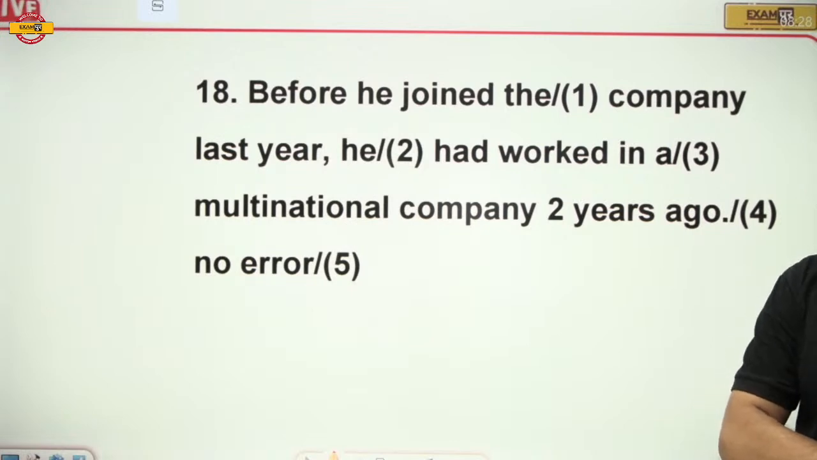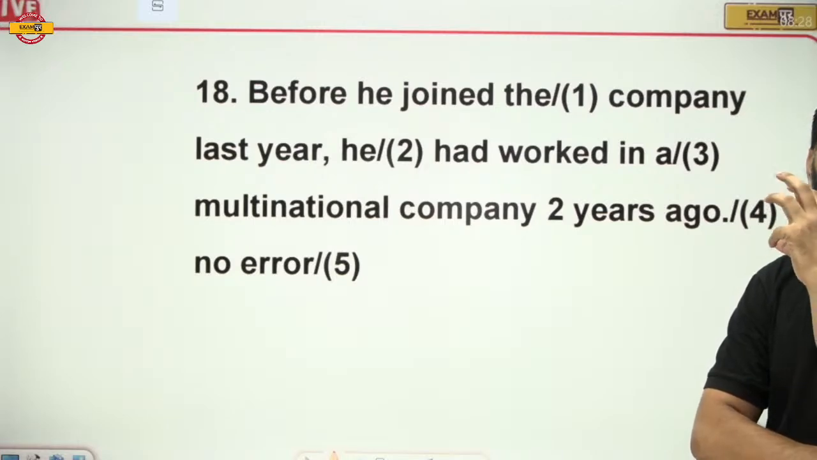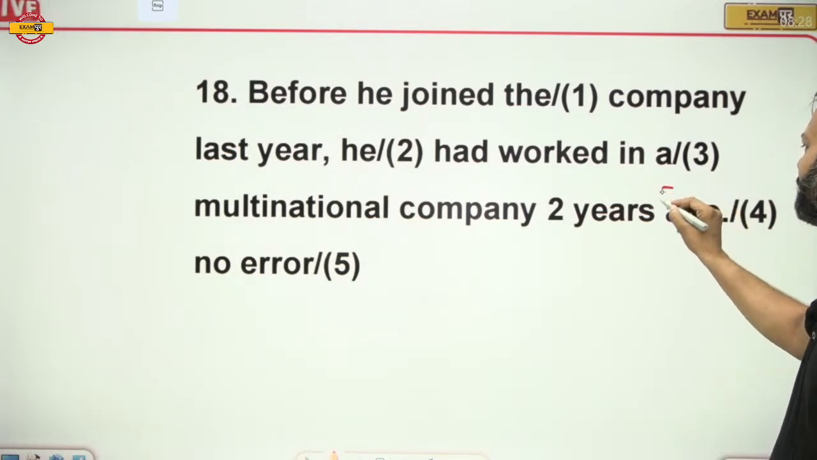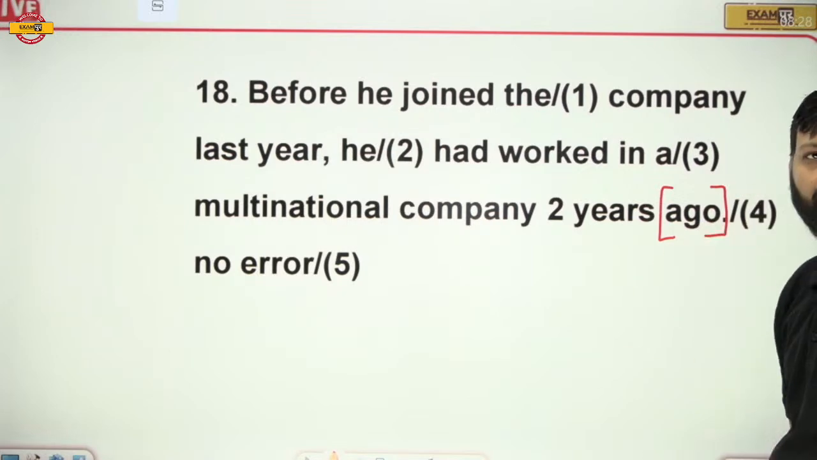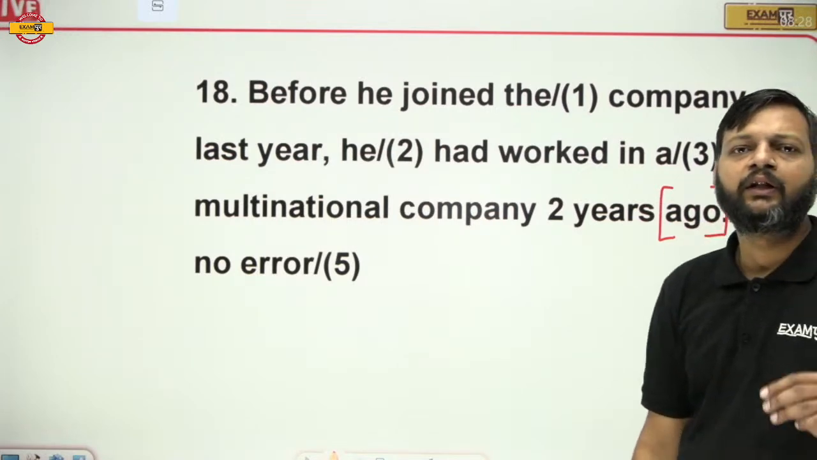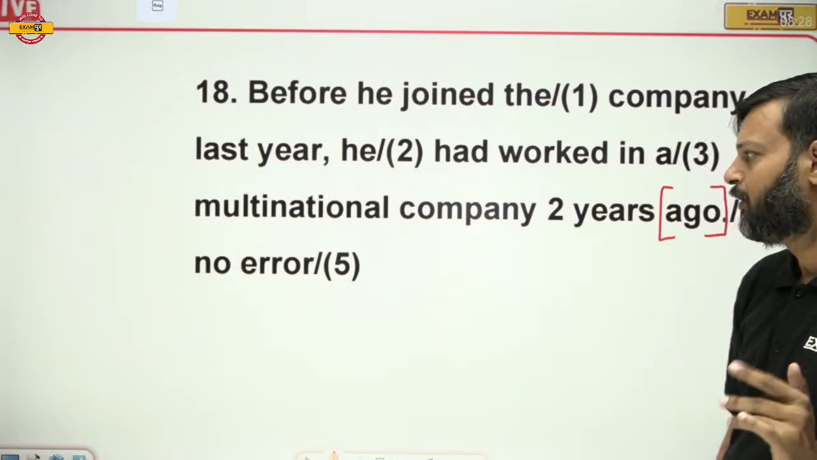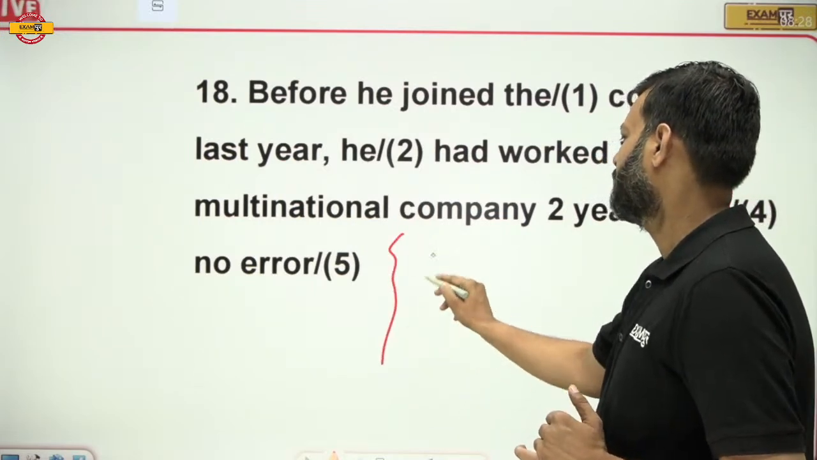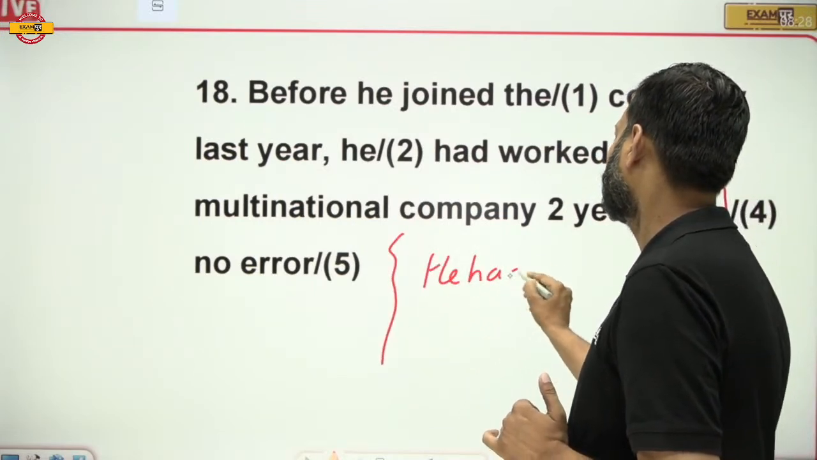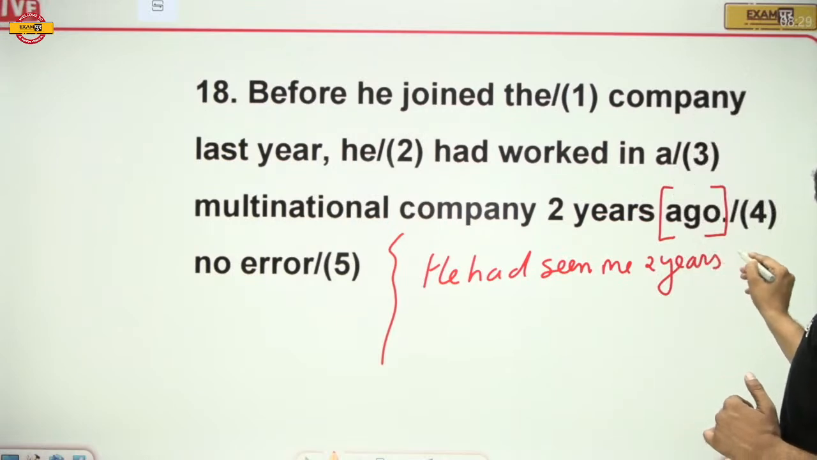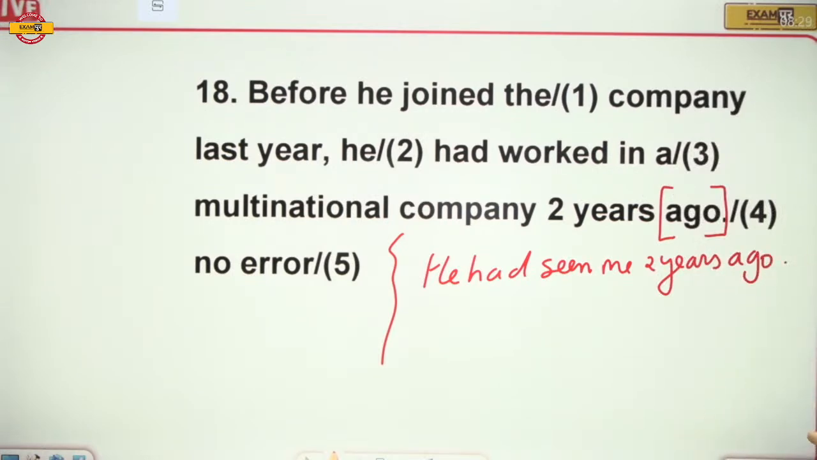Now, this is a tricky question. You can get confused. See, here we have the word ago. Ago refers to past indefinite tense. For example, we have a sentence: He had seen me 2 years ago. Now here we have the word ago.